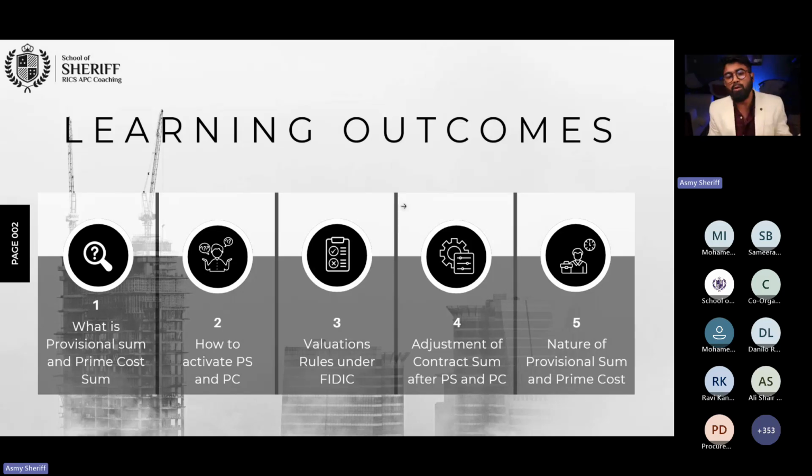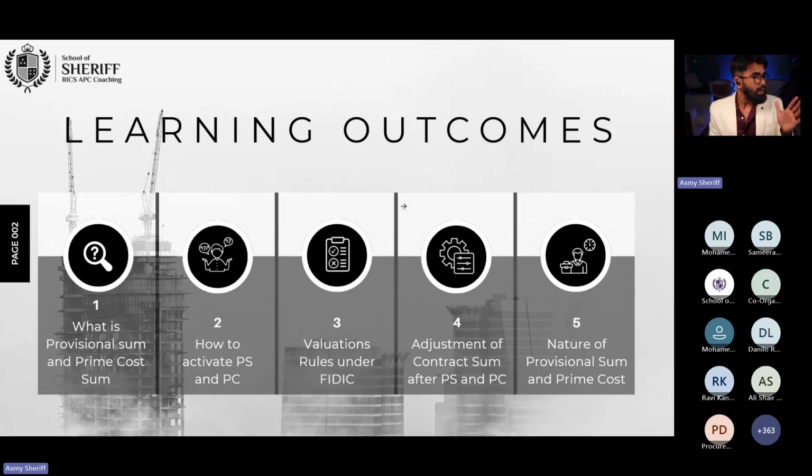So throughout today's lecture, we're going to learn 5 major items. First, we will learn what is prime cost as well as what is provisional sum. What are they? People keep talking about what they are. The second one that we're going to learn is how to activate prime cost as well as provisional sum in our contract. If I have something, how to activate it.